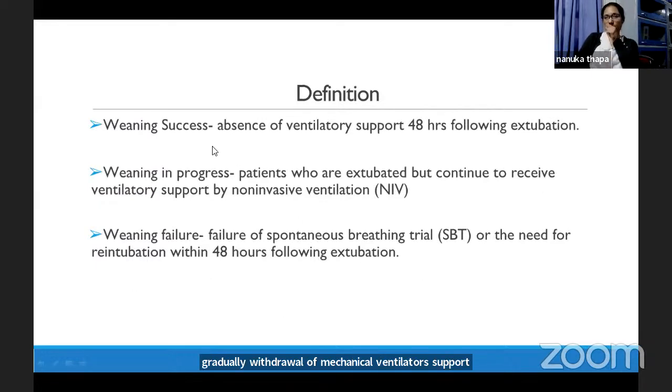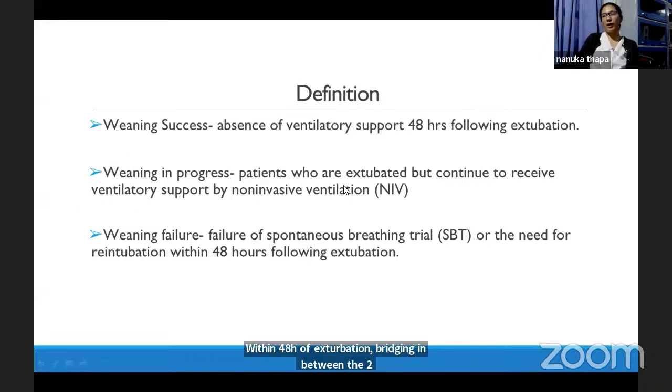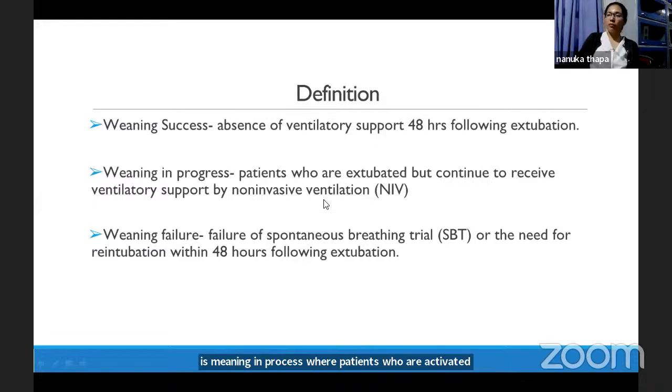So there are 3 types of outcomes when you do weaning. One is weaning success, when after removal or extubation, we do not need any ventilatory support for the subsequent 48 hours. Weaning failure is failure of the spontaneous breathing trial or need for reintubation within 48 hours of extubation. Bridging in between the two is weaning in process, where patients are extubated, but they need ventilatory support by non-invasive means. This can be NIV or HFNC, as was previously discussed yesterday.